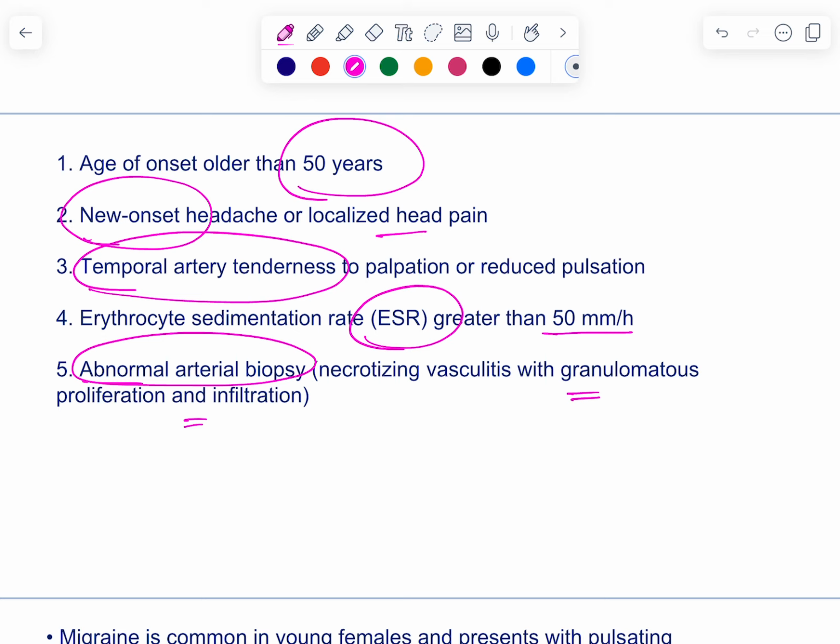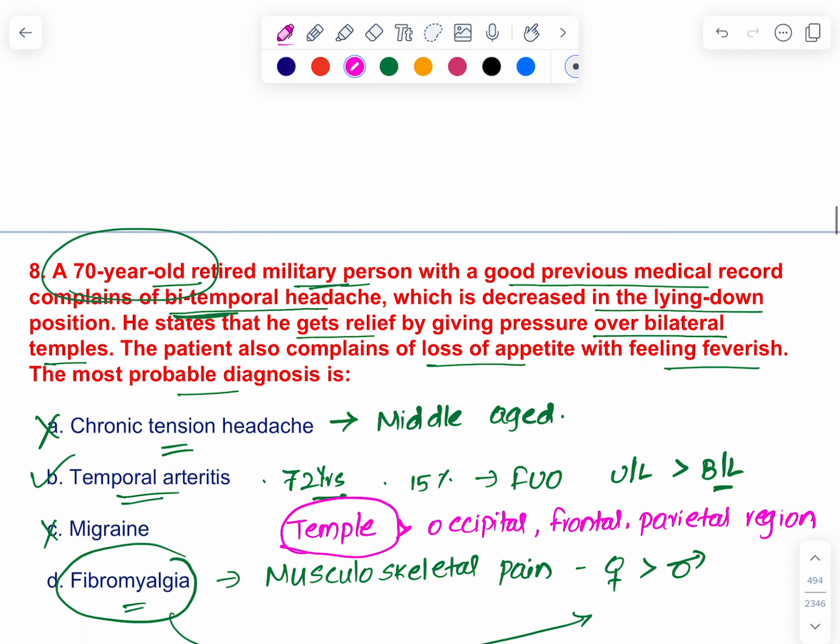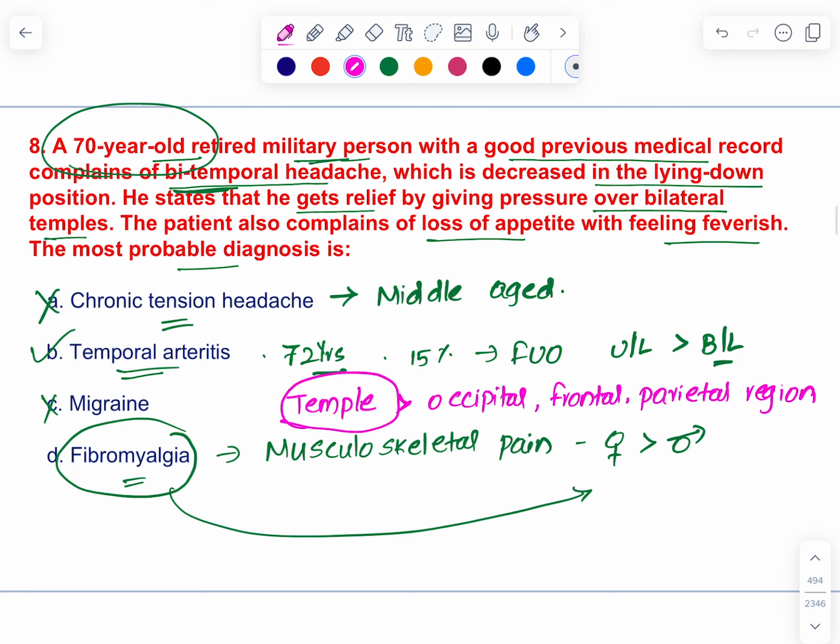And right, these points will make us go ahead with temporal arteritis. It is not your migraine, as I have said, very common in females, unilateral, pulsating or throbbing in nature. They'll have photophobia, phonophobia, nausea and vomiting. So all these are not there in the clinical scenario which has been given. So your migraine can easily be ruled out.